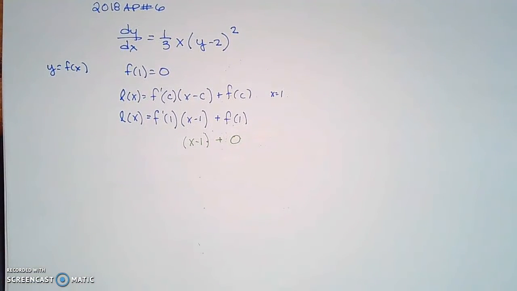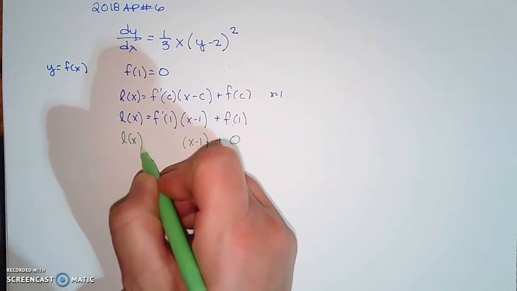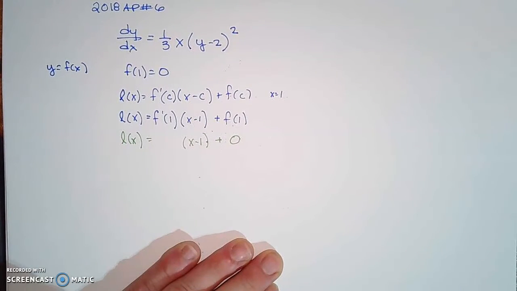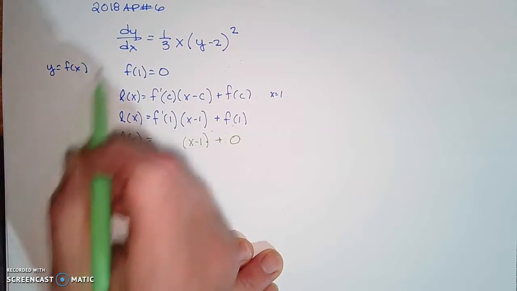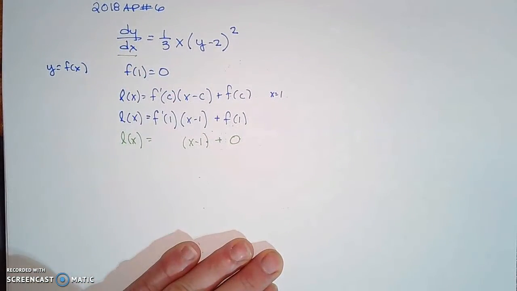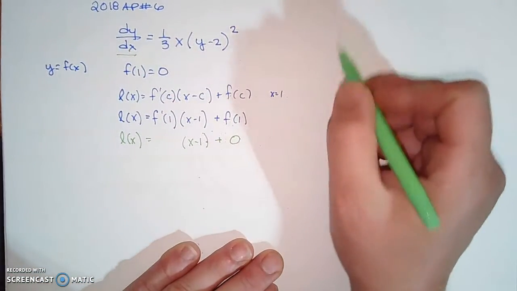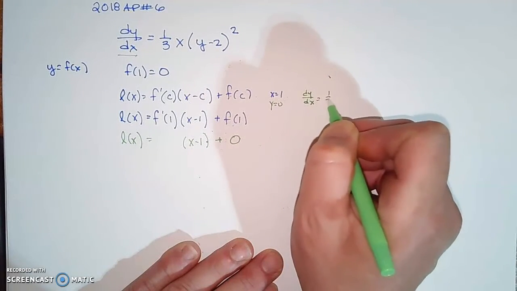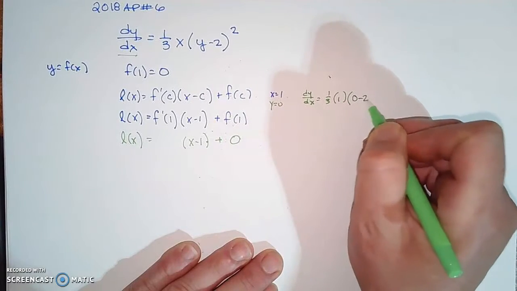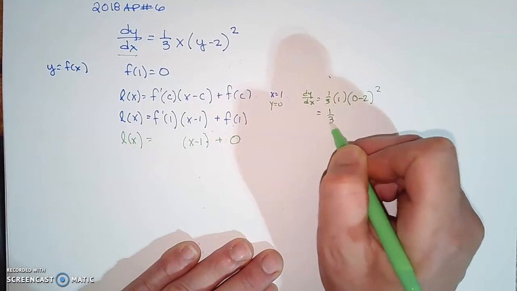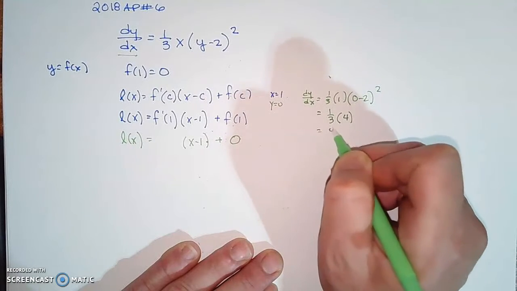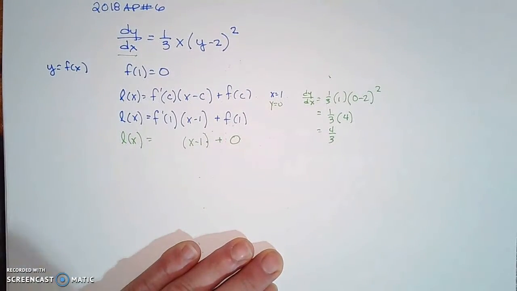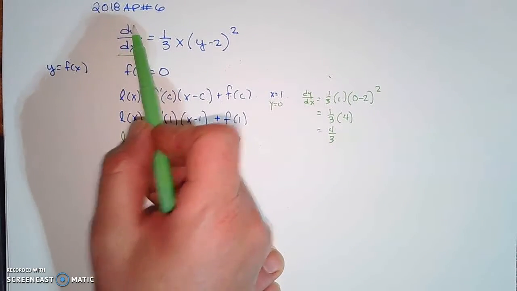So the real question is, what is f prime of 1? Don't overthink it. F prime means a derivative. Another way of saying that is dy/dx. So they want the slope when x is 1. Well, when x is 1, this is why this problem is so tricky, x equals 1, y equals 0. So dy/dx equals 1/3 times 1 times (0 minus 2) squared, which is 1/3 times 4, so 4/3. So the symbol for f prime could be dy/dx based on these equations right here.